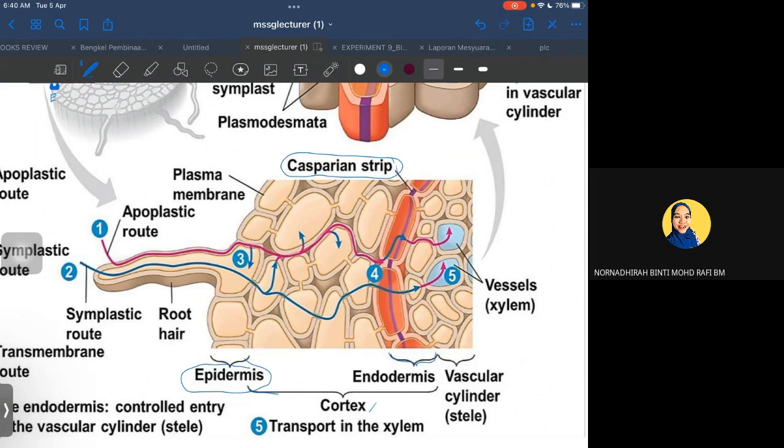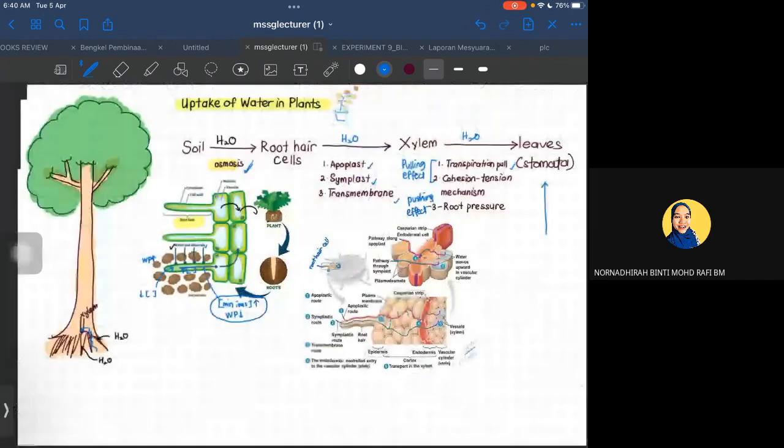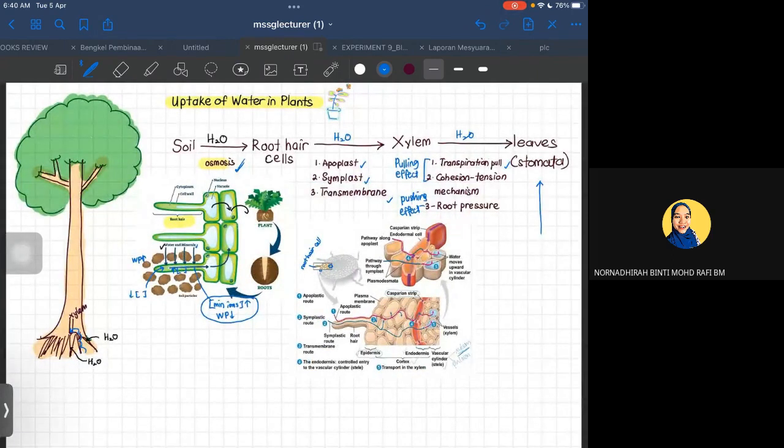Okay, nanti kita tengok. And then last ni adalah vascular cylinder. Dalam ni lah ada xylem, and then ada phloem. Yang kita nak tengok adalah xylem di dalam vascular cylinder ni. So movement of water adalah daripada, saya ulang balik, daripada root hair cells into the xylem. So along the way dia akan jumpa epidermis, dia akan jumpa cortex, dia akan jumpa endodermis, and juga finally dia akan sampai ke xylem. Okay, so itu overview.